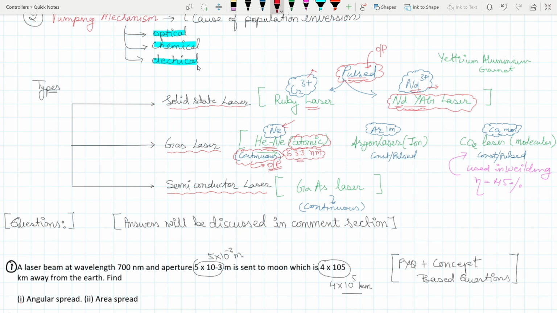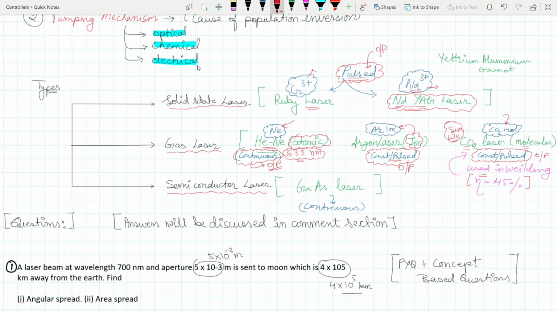The next important gas laser is the argon gas laser, and it is an ionic laser. The argon ion is the main component for the lasing action. In the case of argon laser, you can have output which is pulsed as well as continuous. The CO2 laser is a molecular laser, and the CO2 molecule is the important factor for lasing action. This is also both continuous and pulsed output. This laser has various applications, like in surgery and in welding. It has the highest efficiency, which is 45%. The efficiency of other lasers is comparatively less.